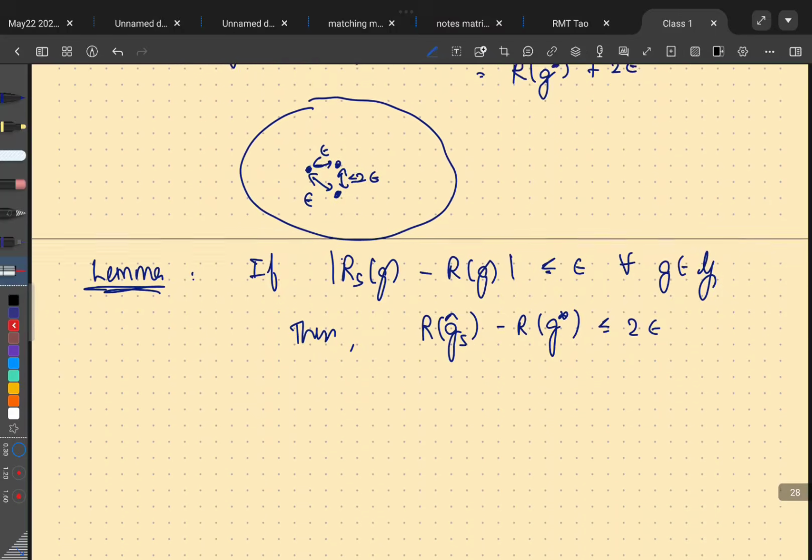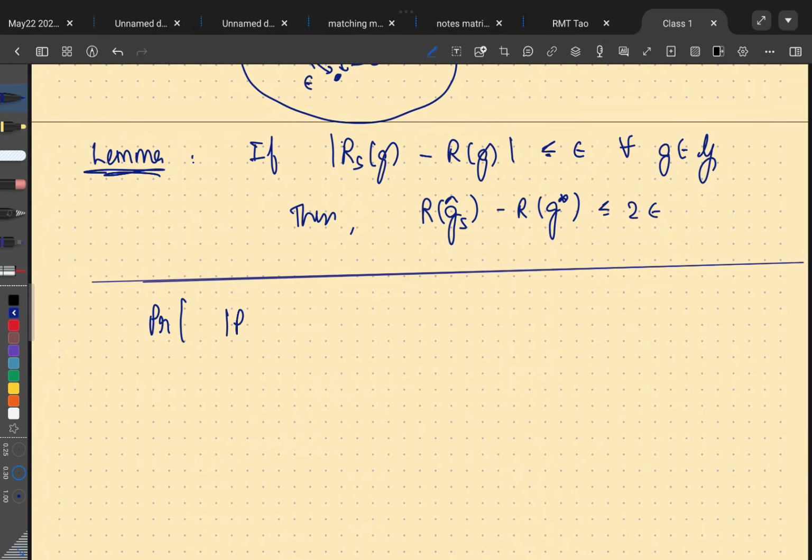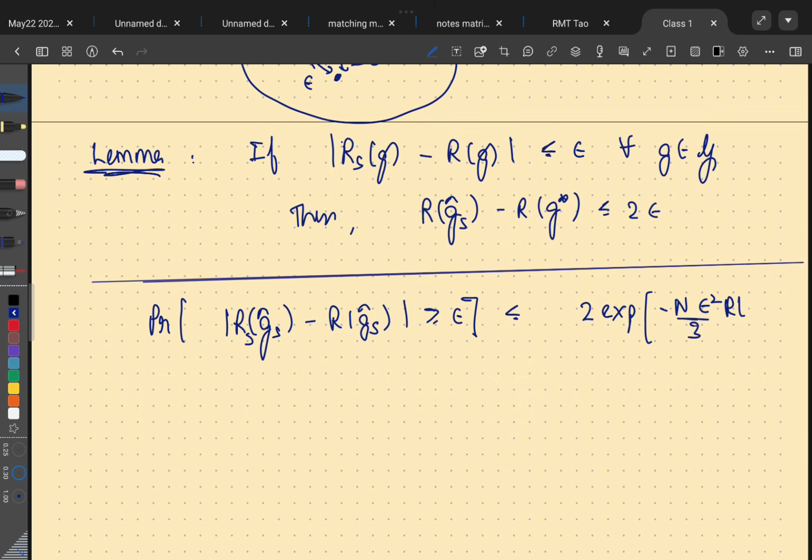So in fact, what we have effectively shown is that the probability that Rs of gs hat minus R of gs hat is greater than or equal to epsilon is not less than or equal to 2 times e raised to minus n epsilon square by 3, but this times the size of G. It's only after I apply the union bound that I can claim that this probability holds for gs hat.